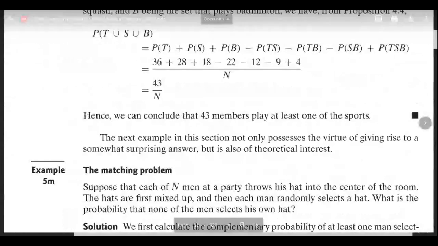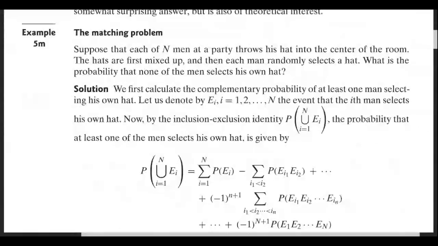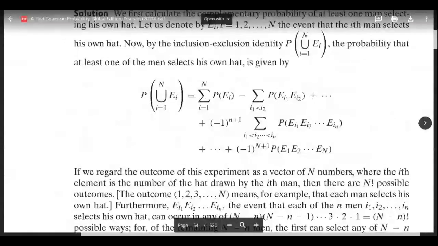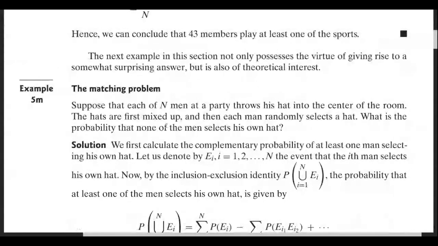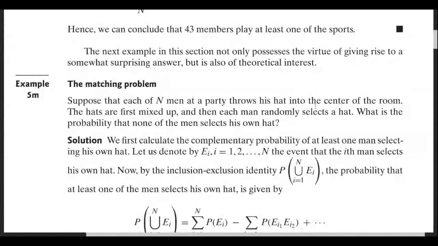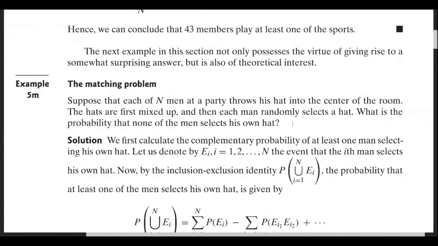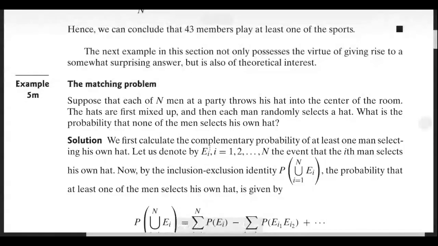But some of you already showed how to solve this kind of problem. Let's see this one. Ooh, this one is a lot of calculating as well. Let's see this one. The matching problem. Suppose that each of n men at a party throws his hat into the center of the room. The hats are first mixed up, and then each man randomly selects a hat. What is the probability that none of them selects his own hat? This is also a classic probability question.